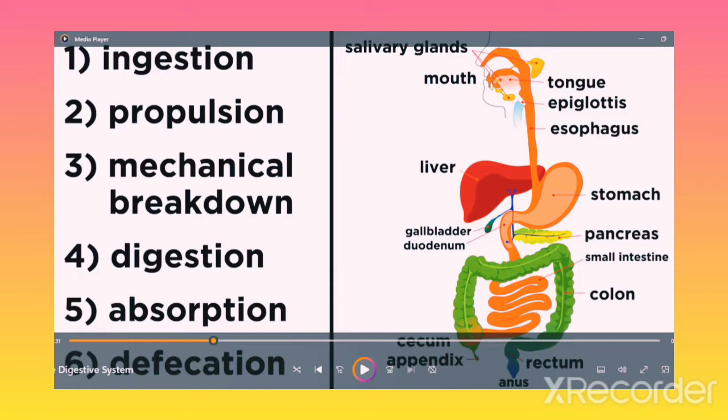So, starting from ingestion, propulsion, breakdown of food or digestion, essentially, which can be learned as mechanical digestion and chemical digestion, and absorption, and finally elimination.